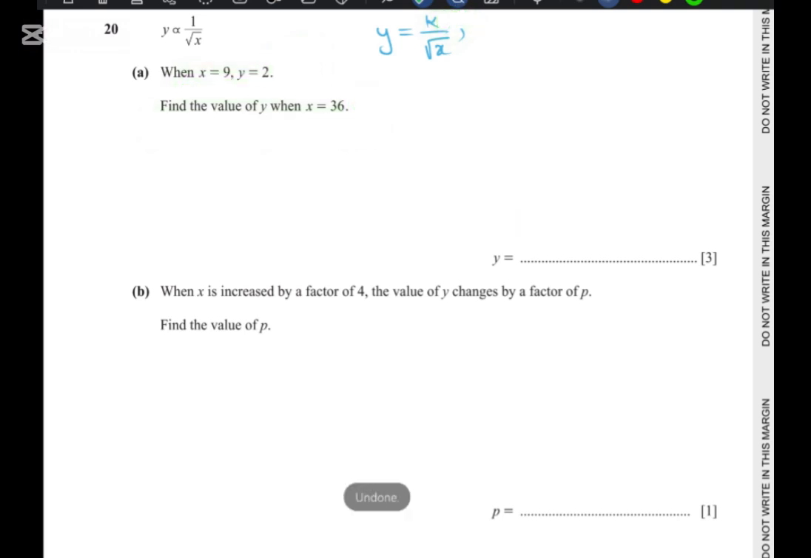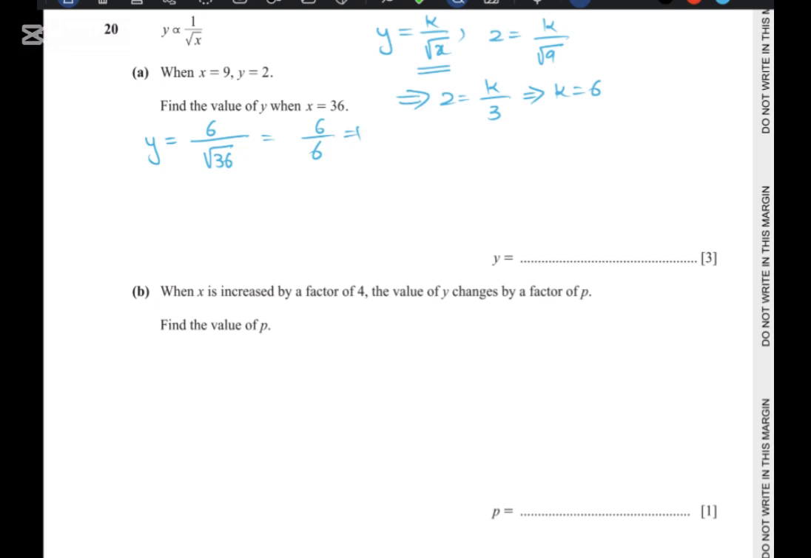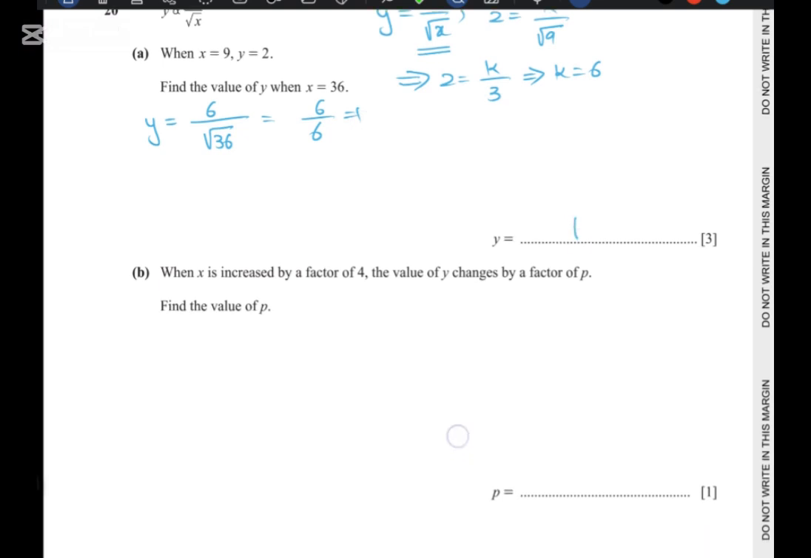Okay, so first substitute these values of x and y. So y is 2, equal to k by root 9. This gives 2 is equal to k by 3. Root 9 is 3, so this will give you the k value as 6. Now using that k value, we will find the y value: 6 by root 36. That is 6 by 6, which is 1. Question A is done.